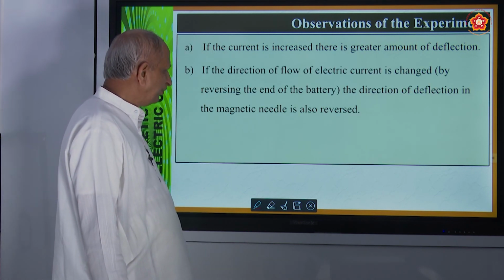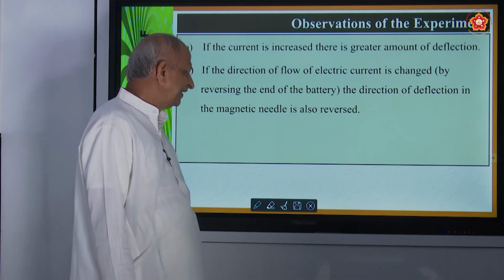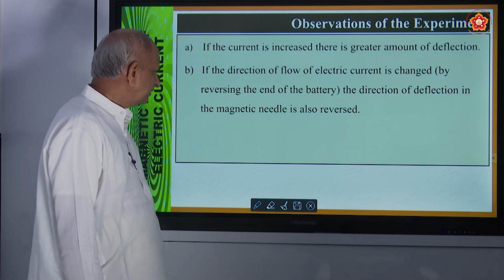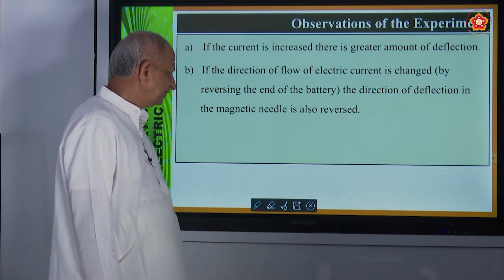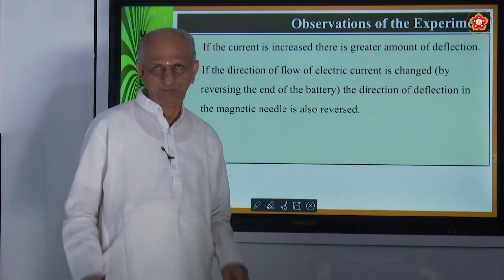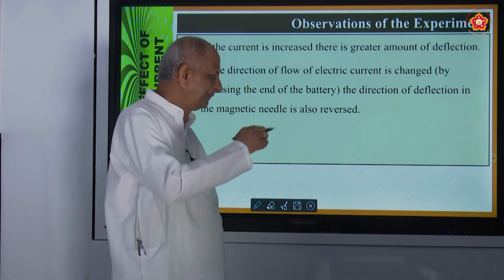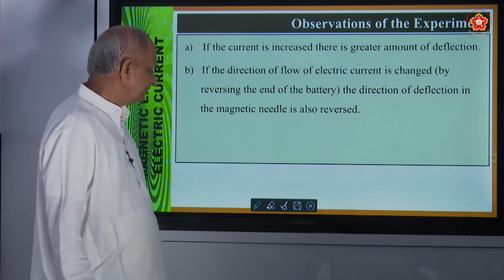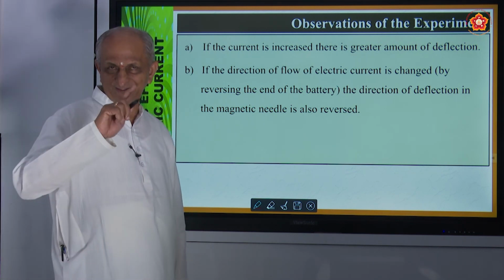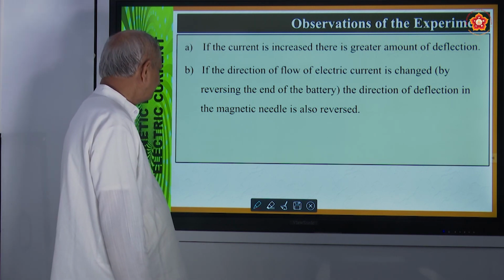If the direction of flow of electric current is changed by reversing the ends of the battery, the direction of deflection in the magnetic needle is also reversed. Suppose we change the direction of current, meaning plus becomes minus and minus becomes plus. Then you see that very beautiful experiment: you can see the deflection also in reverse order.